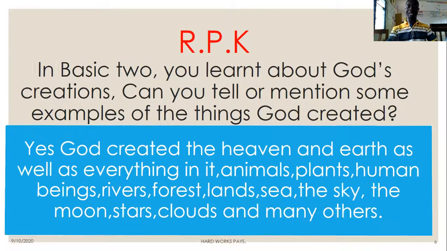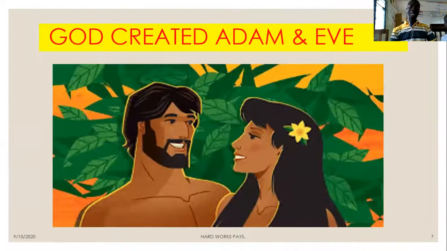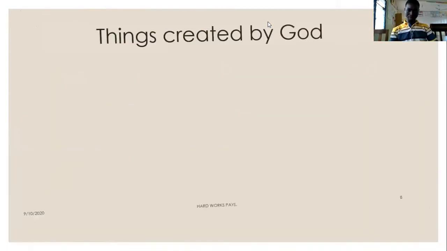But in class 3 here, we want to go further and learn something. So God created who? Human beings. And one of them was what? Adam and Eve. So that means God created what? Humankind. And the first man that God created was called Adam. And the first woman God created was called what? Eve. Very good. Now let's continue.